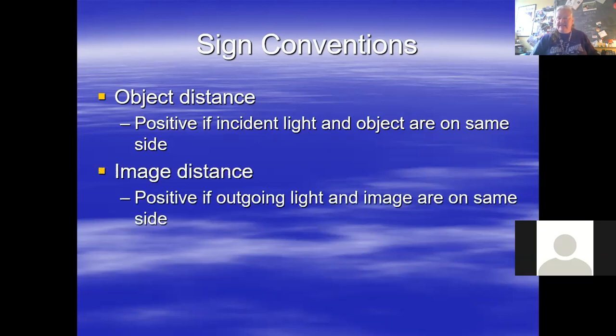Now the image distance is going to be positive if the outgoing light actually forms the image. Okay, so the image distance will be positive for real images. So if the outgoing light forms the image, in other words, it converges to form the image, you have a real image, then that is a positive image distance. Virtual images will have a negative image distance because the outgoing light is on one side and the image is on the other side. Okay.